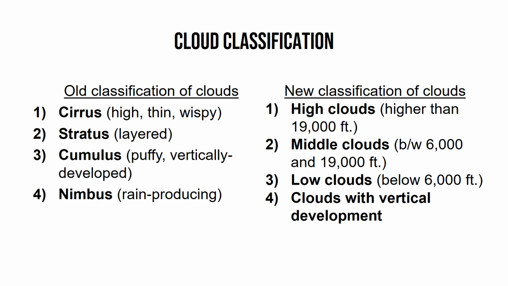So we'll talk about cloud classification. We have the old classification of clouds that's divided into four: cirrus, stratus, cumulus, and nimbus. But we now have a new classification of clouds. They can be classified as high clouds, middle clouds, low clouds, and clouds with vertical development.